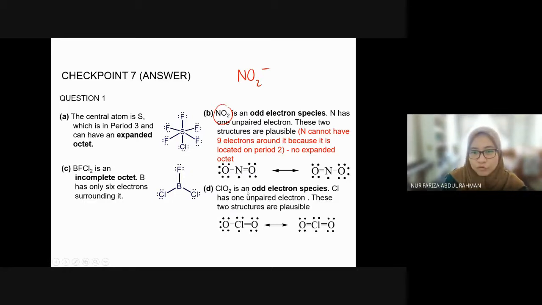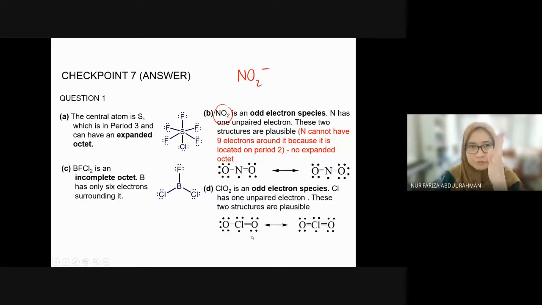And then last but not least is ClO2. ClO2 is an odd electron species. This is how it looks like. So the unpaired electron is located on Cl. Faham tak? Macam mana boleh dekat Cl, madam? Kenapa tak oksigen? You kena lalu proses kira-kira tu. Kalau you tak lalu proses kira-kira tu, you akan keluarkan soalan macam tu.